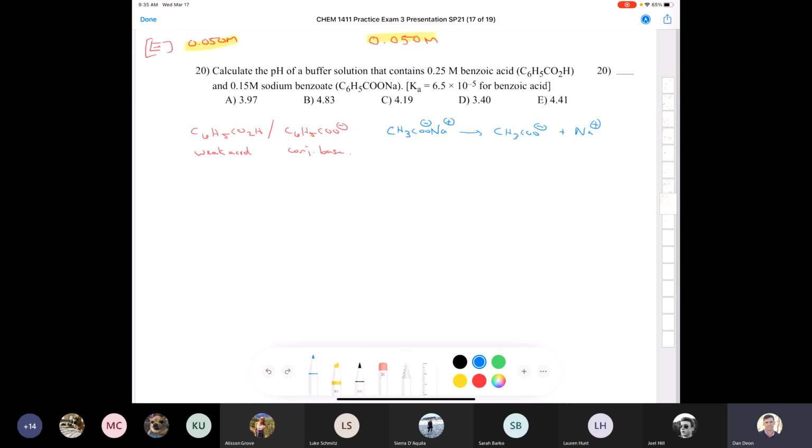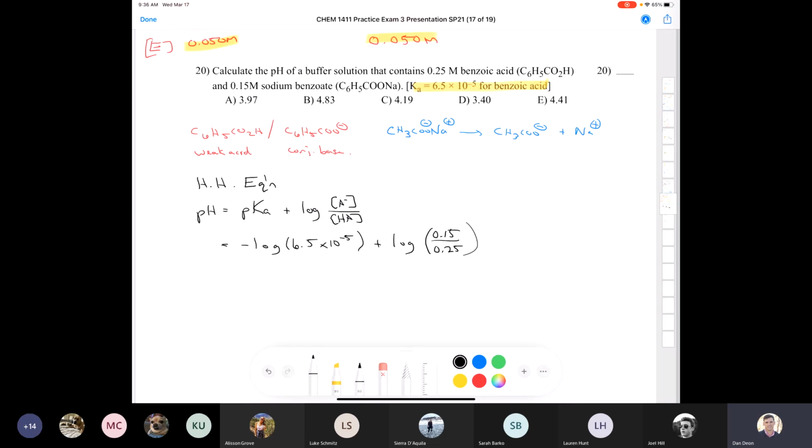So there we go. I have the concentration of my weak acid and the conjugate base. If I have the concentration of each of these and I have the Ka, that means I can use the Henderson-Hasselbalch equation to solve this problem, and that is on your handout. pH is equal to pKa plus the log of the concentration of the conjugate base divided by the concentration of my weak acid. So that means that the pH is going to be equal to the negative log of 6.5 times 10 to the negative 5 plus the log of 0.15 divided by 0.25.